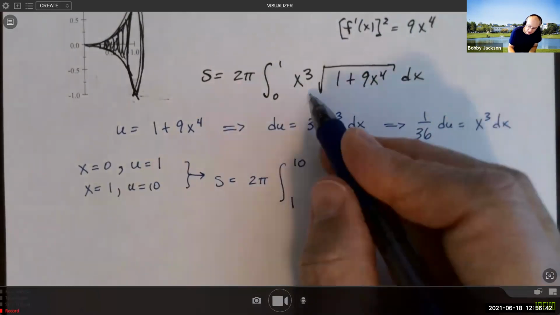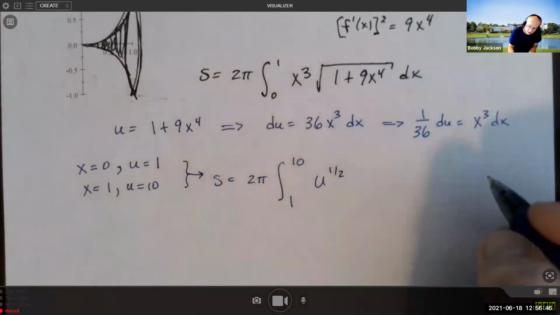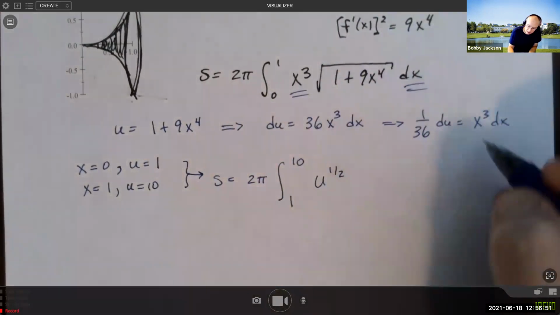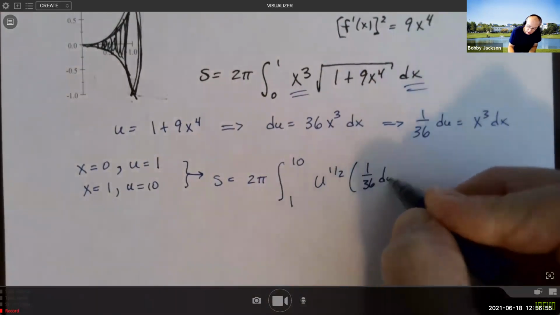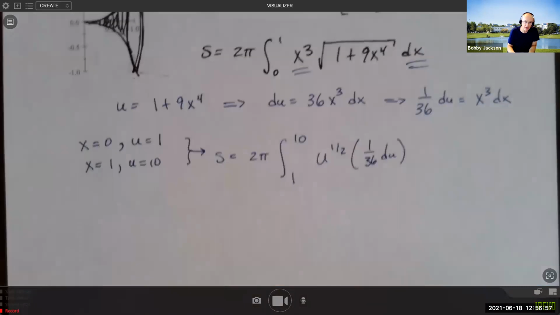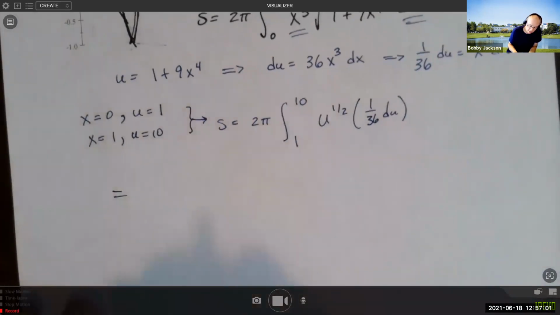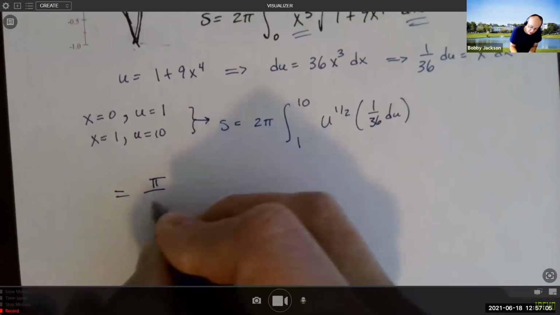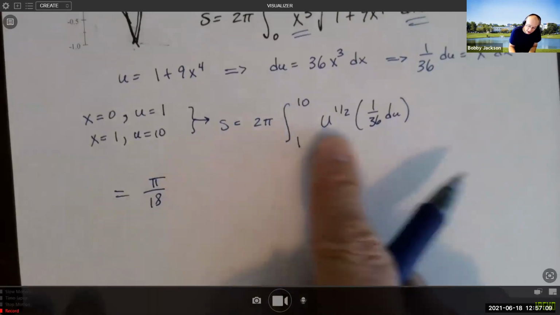Then the square root of x becomes the square root of u, or u to the 1/2. And I've got the x cubed dx left, which is 1/36 du. So I can pull that 1/36 out, and the 2 over 36 simplifies down to just 1/18. So I have pi over 18, pull that 1/36 out, and I'm left with u to the 1/2 du.